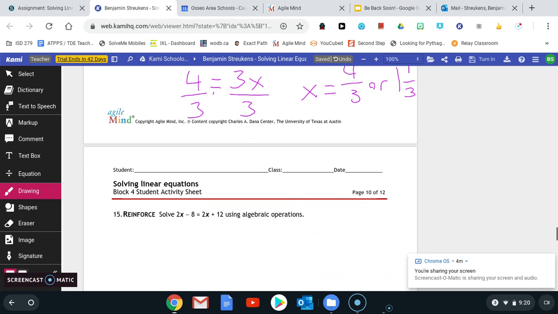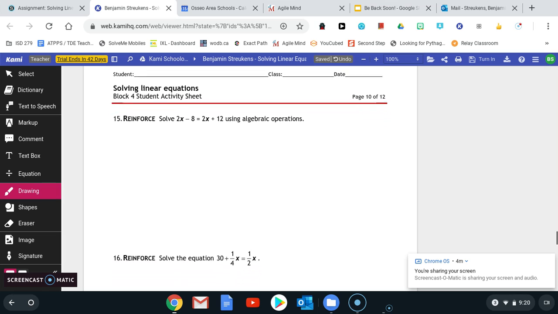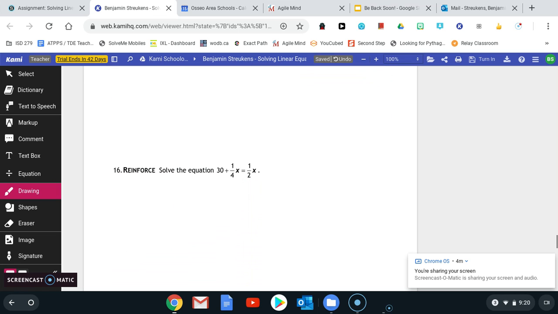Okay, moving on. I want you guys to try number 15. We will do number 16 right now together. So what we have is 30 plus 1/4 x equals 1/2 x. Now again, I want to get all my x's to one side, and I want to keep everything else on the other side.